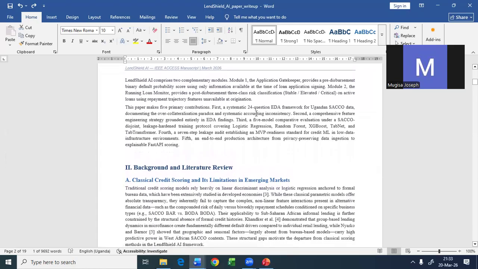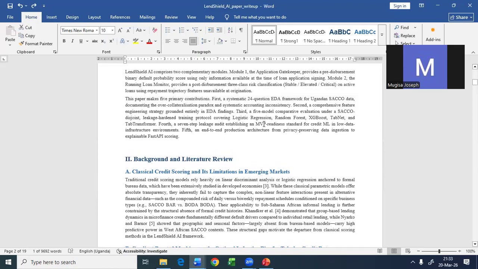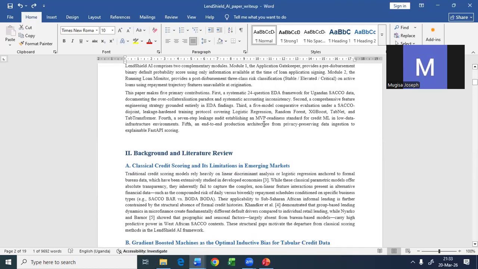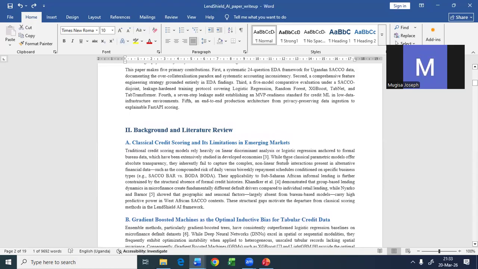Lendshield is a dual module approach. Module one is an application gatekeeper, used in pre-disbursement when the loan is going to be taken out. Module two is the loan monitor, which is used to monitor the loans as they are running, open loans. We shall look at what we mean by monitoring open loans as we go.